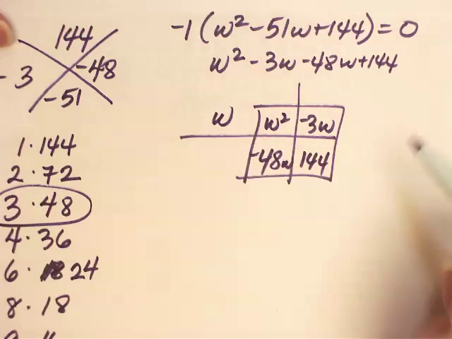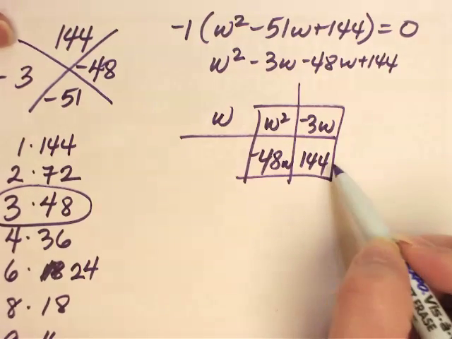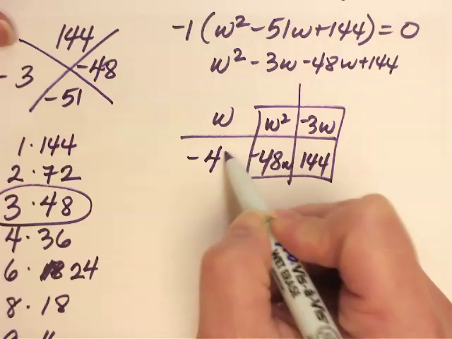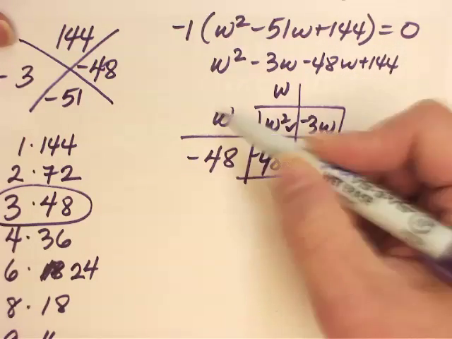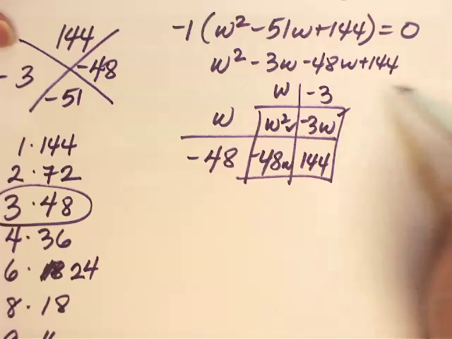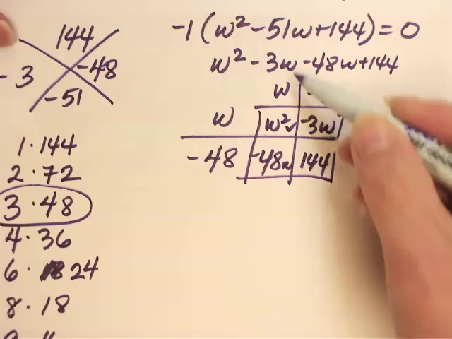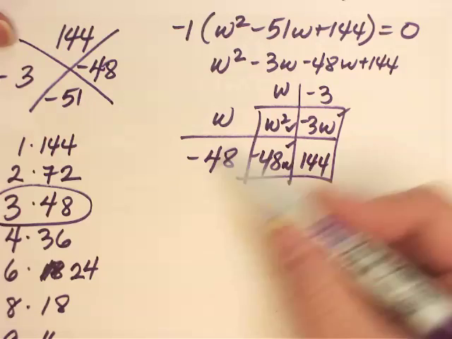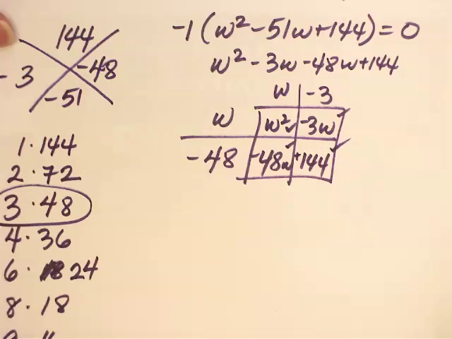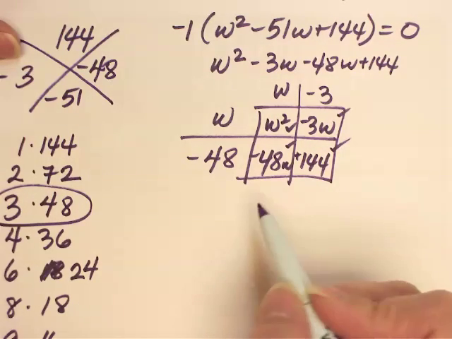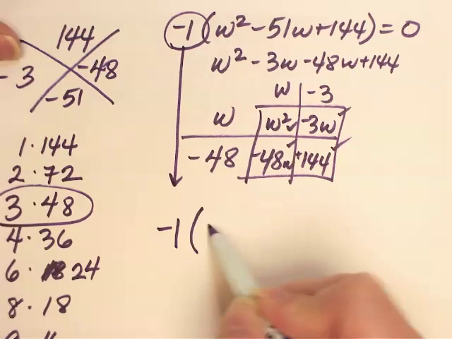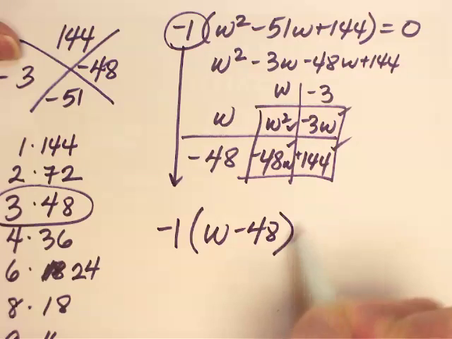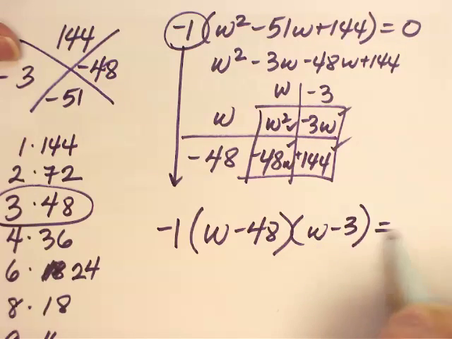So this is W, and 48 does go in 3 times, so I'm going to take out a negative 48 there. Vertically, W times W is W squared. This is negative 3, and that checks. Negative 48 times W, negative 48W, and that checks. Negative times negative will give me a positive 144. That checks. So this is what I now have. My GCF was negative 1, and I had W minus 48 times W minus 3 equals 0.